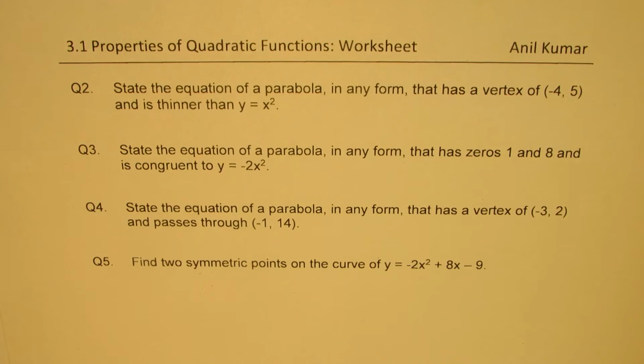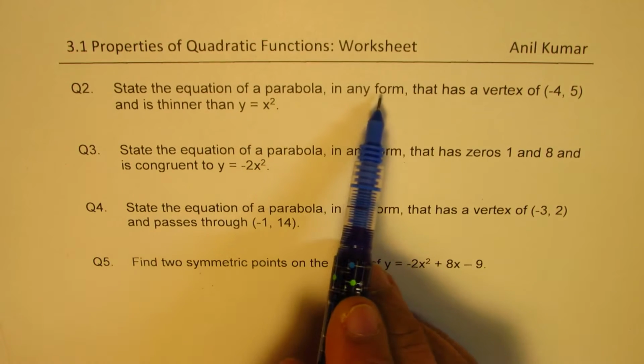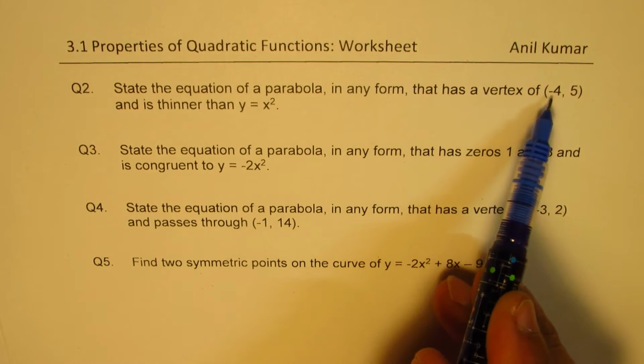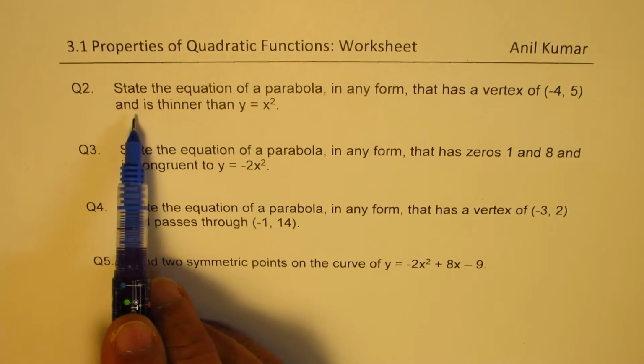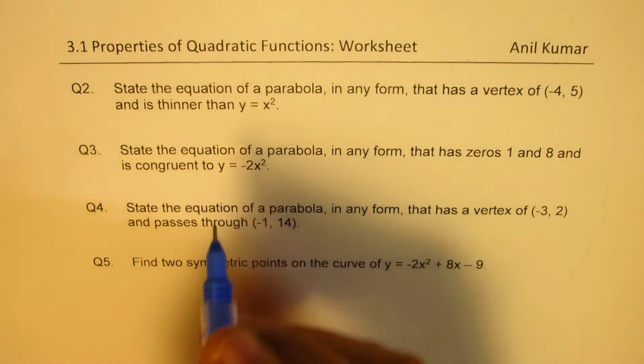So you have seen how to sketch a quadratic function using transformations. Now let's continue with the knowledge-based questions. Question number 2 is, state the equation of a parabola in any form that has a vertex (-4, 5) and is thinner than y equals x squared.